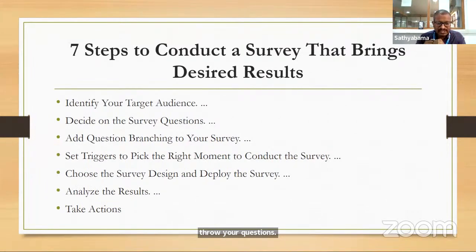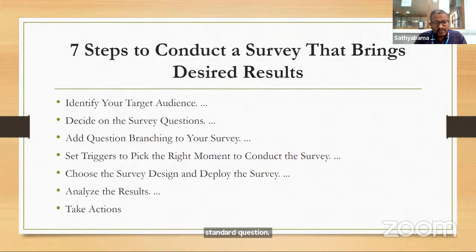Decide on survey questions. There are different types of questions. The questions can be open-ended or closed-ended. Open-ended means you can answer anything, like how is my product? For example, they can give an elaborative answer whether the product is good or not. So you need to decide what questions you are going to throw. It can be closed-ended or open-ended. Closed-ended means you will have only two options, either yes or no, whether you would recommend this product, yes or no. That is called a closed-ended question.